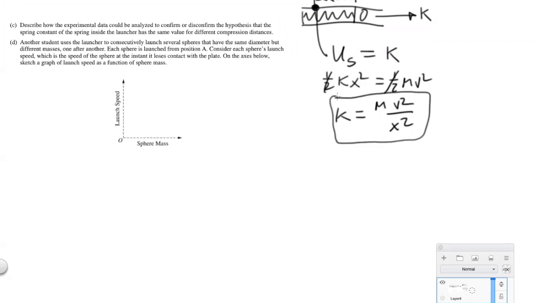So what I would do to confirm whether or not the spring constant remains constant for different compressions is make a data table like this. Position, so they gave us 3 positions, A, B, C, I think it was. So let's go A, B, C. I need to scoot this down.